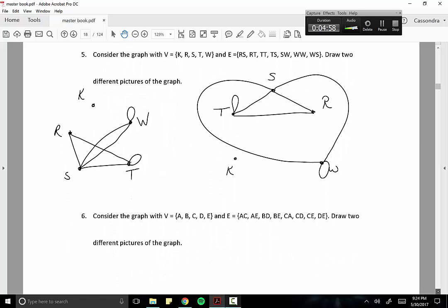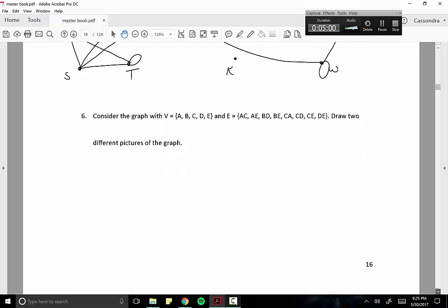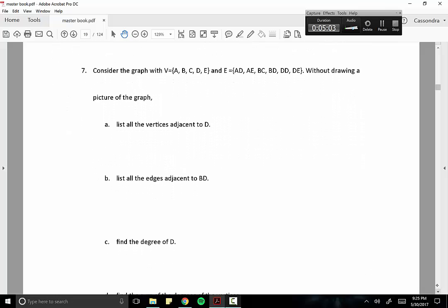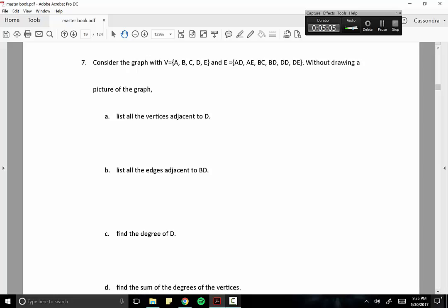Next, 6 is the exact same. I'm not doing that one too. You get the point. 7, there were questions on 7. There's always questions on 7.